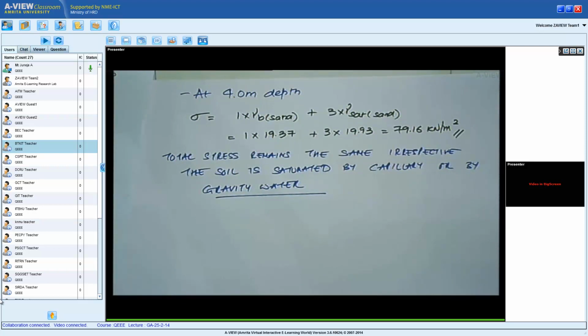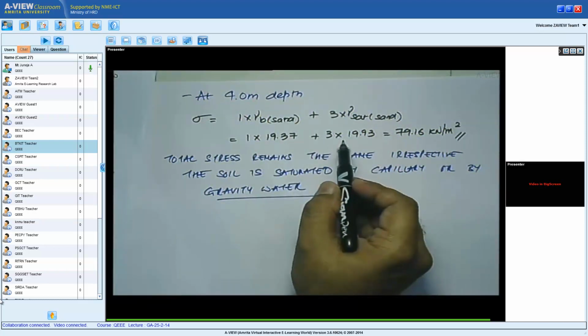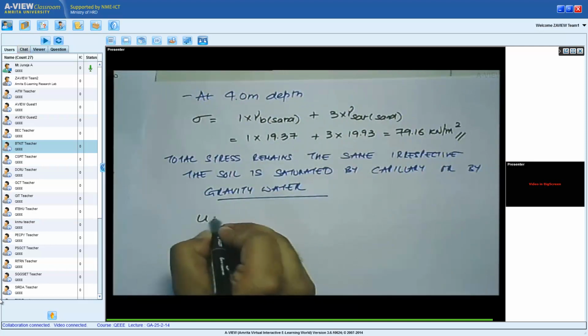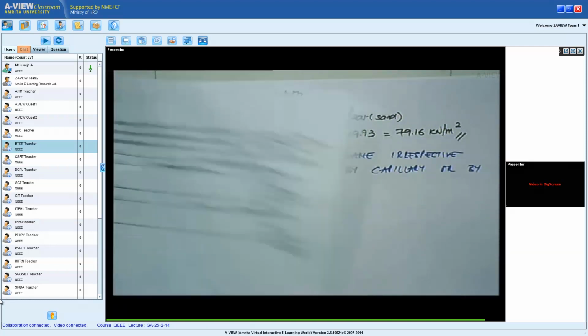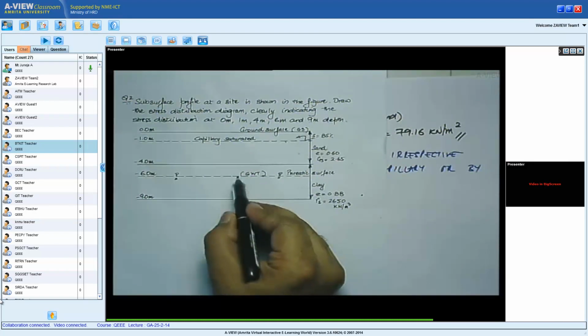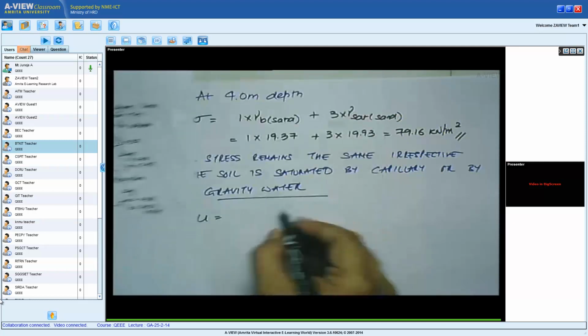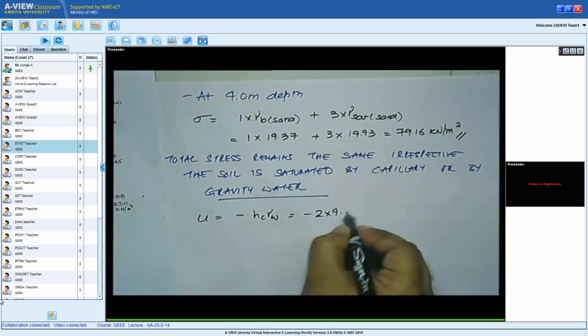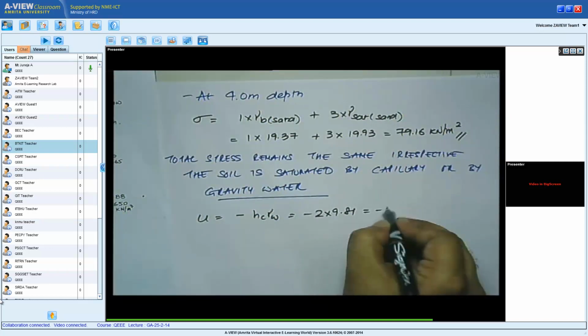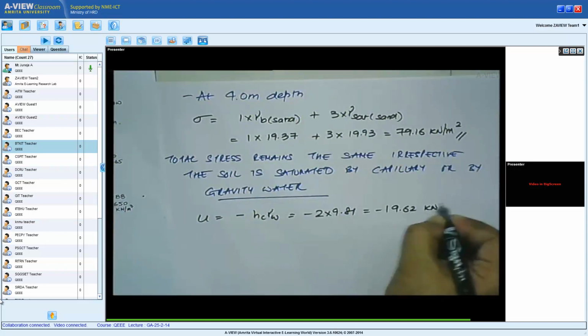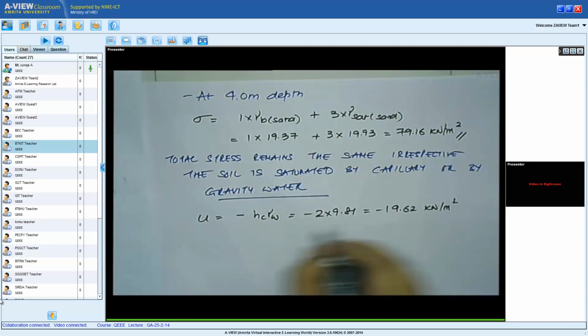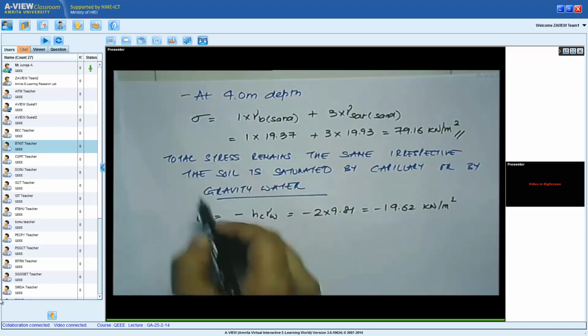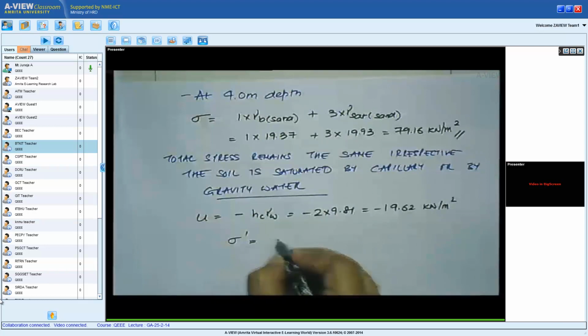What it means is, as long as your soil is saturated, you have to use the same formula for total stress. What about the pore water pressure, U? At this level, you are 2 meters above the water table, and this 2 meters is saturated because of capillary. So I have minus Hc gamma W, the same formula coming up. That's minus 2 into 9.81, which should give you minus 19.62 kilonewton per meter square or kilopascal. So the difference between total stress and pore water pressure is the effective stress.